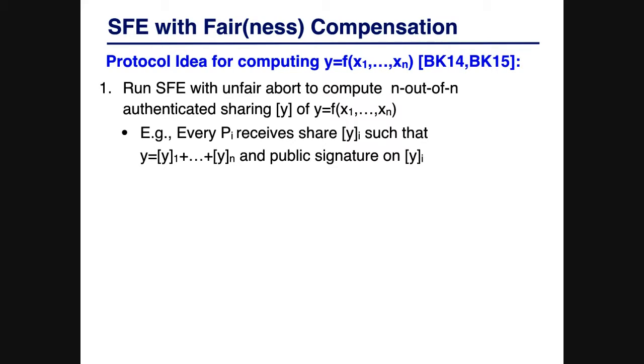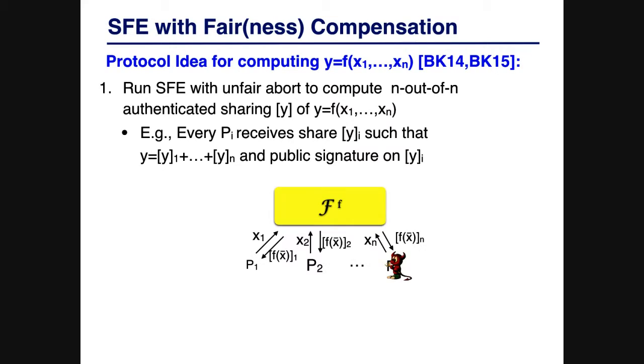In the first stage, the parties compute a sharing, an authenticated sharing of the output of the function. That is, they compute the following functionality. The functionality takes inputs from the parties, computes the function, but doesn't output the function. It outputs a sharing of the function, which is authenticated. So every party receives a share. This share has no information on the output, but he also receives a signature for which he doesn't know the signing key. So he cannot lie about his share.